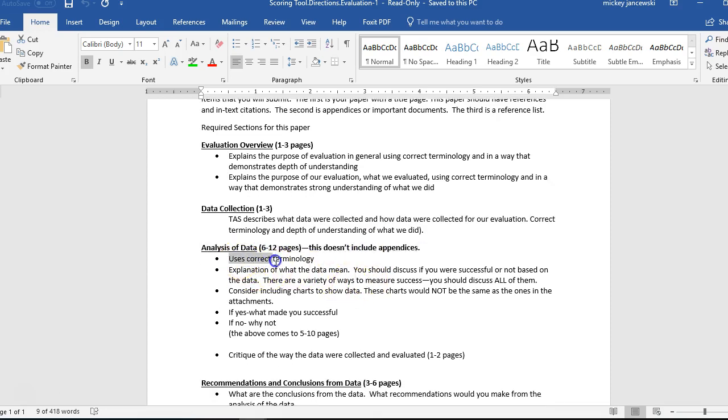I will be looking for correct terminology. If you say we collected qualitative data and you then describe quantitative, you're going to lose points. If you say this is formative data and it's summative, you will lose points. So I'm looking to see that you know how to use the terminology. You are then going to have to explain what your data actually mean. If you've been coming to the health classes, I've shown you how to look for trends.